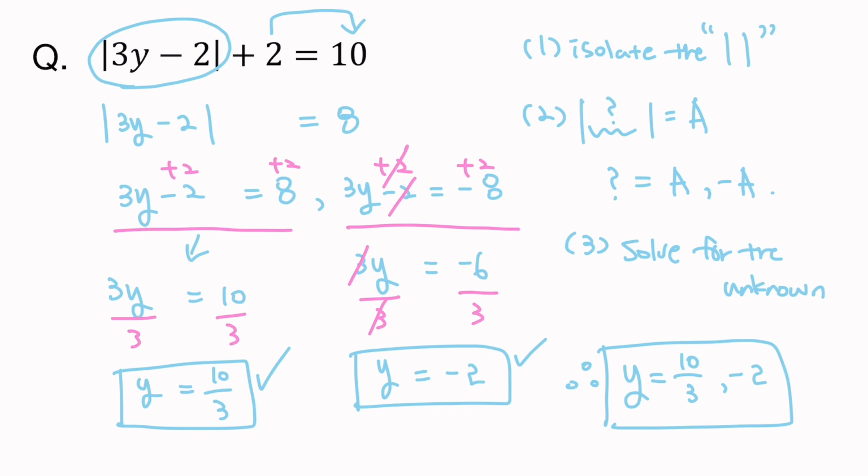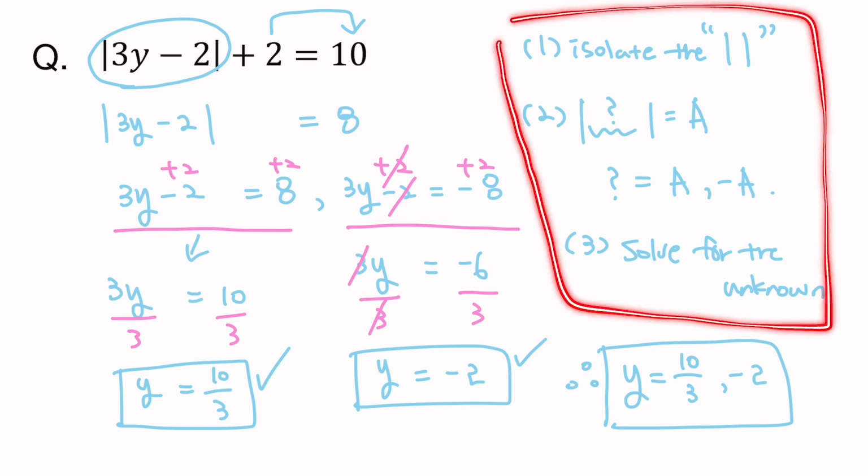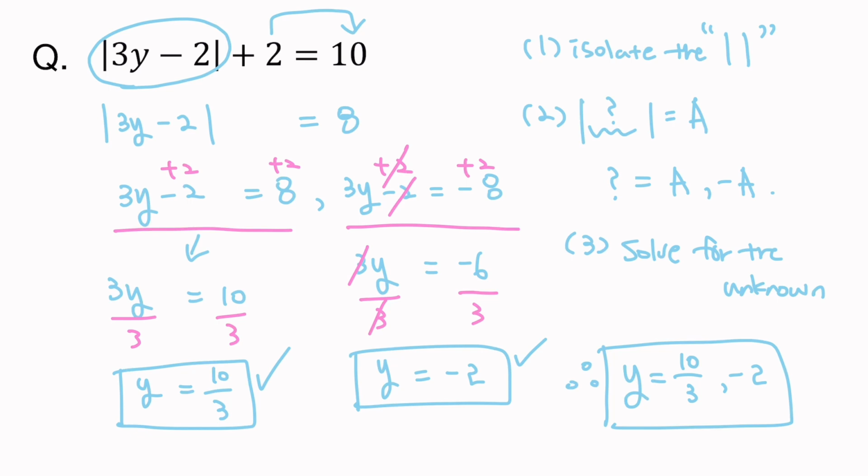As long as you follow these 3 steps, you will be able to successfully solve for the unknown in an absolute value equation. You just make sure to isolate the absolute value expression first, and then whatever is in the absolute value expression, you set it equal to a and negative a. As long as you do that, you'll be able to solve for the unknown in both equations. In most cases, you'll end up with 2 answers for the unknown.